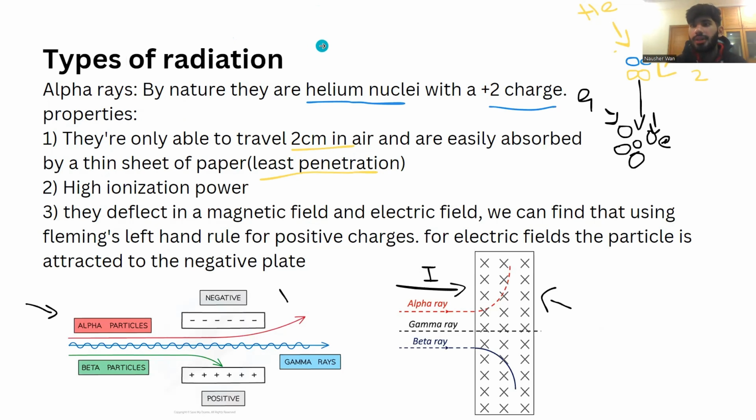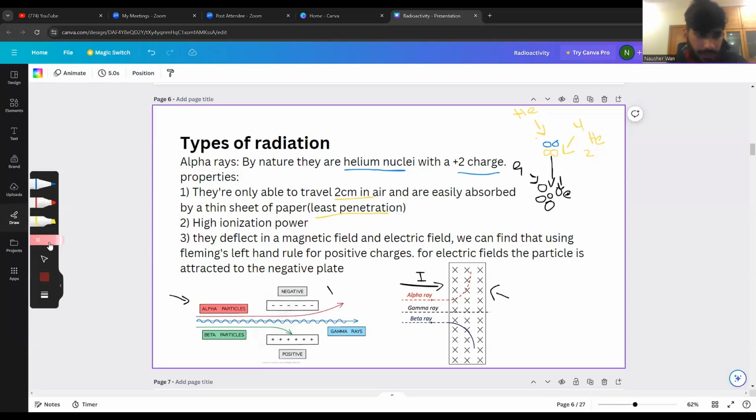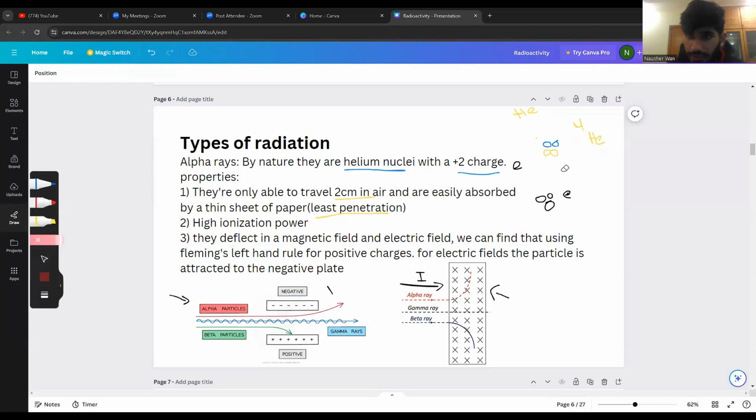has a +2 charge. Now, many of you are aware that helium is a noble gas. This is to say that it has no sort of charge on it. So how are we saying that helium has a plus 2 charge? In actuality, in this case, what we're talking about is just the nucleus of the helium atom, right?